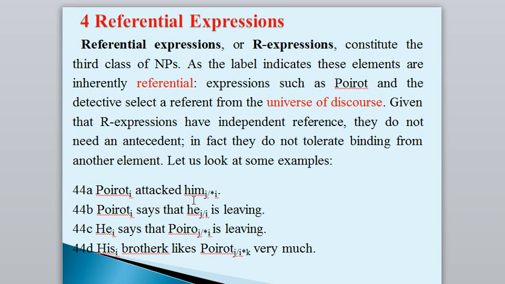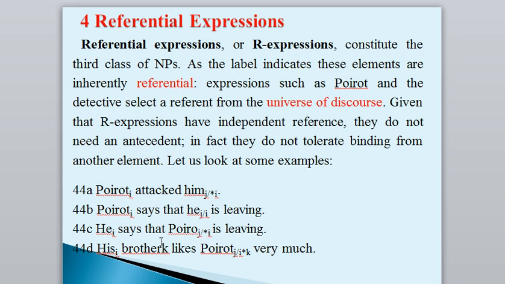Poirot attacked him. This is a kind of pronoun, and as I told you, a pronoun should be free in its domain. So "him" cannot come back to Poirot. The second one: Poirot says that he is living. You see here, again, "he" is a pronoun and cannot come back to Poirot, and this is in another sentence which starts with "that", so it cannot come back to Poirot. This is a correct sentence.